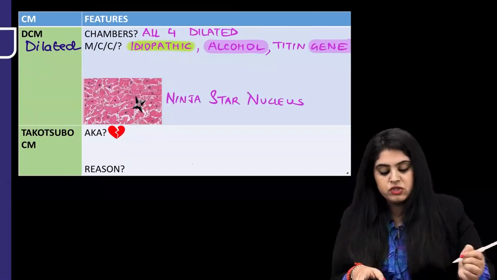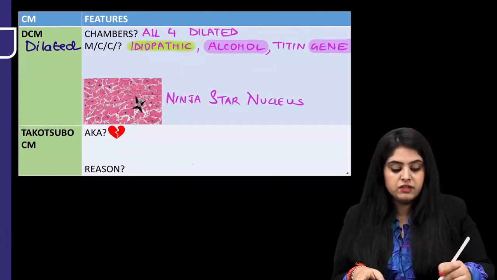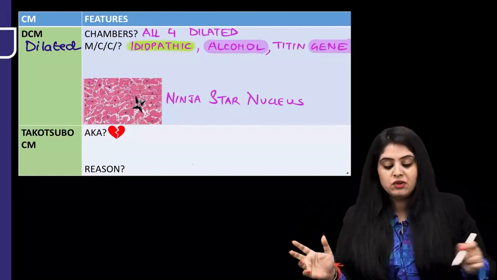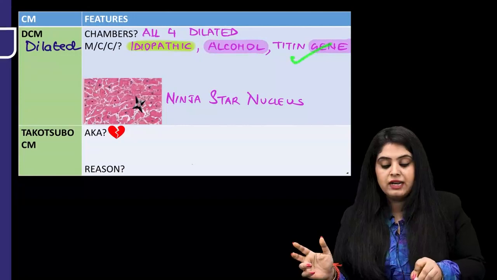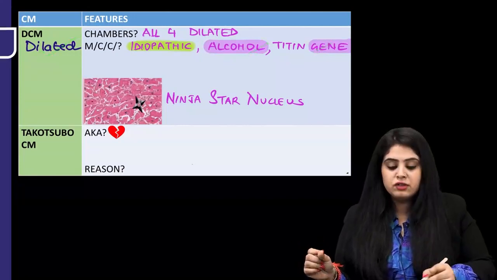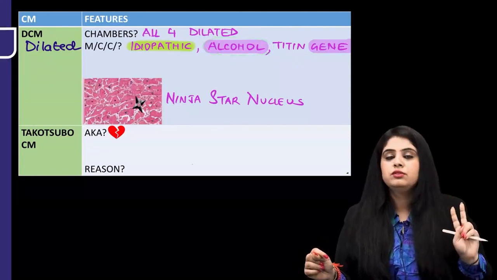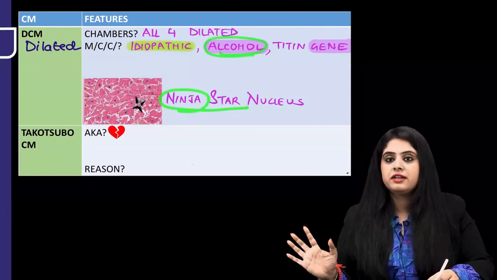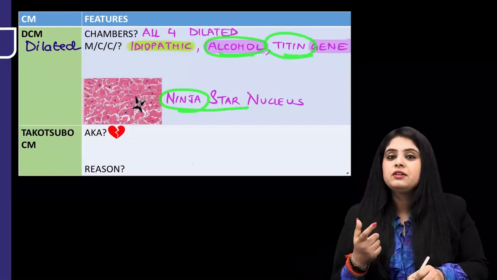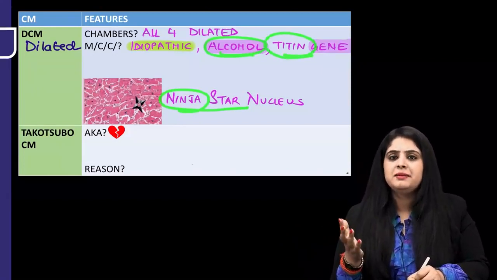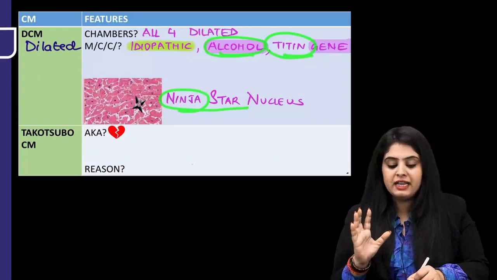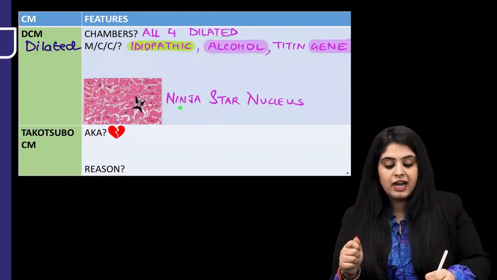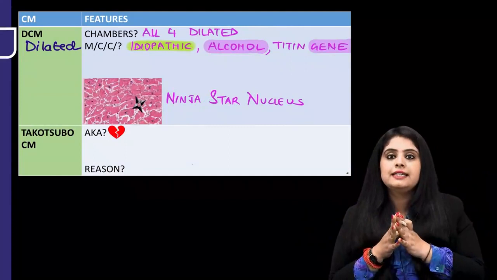I'll enlarge this picture. There is something known as ninja star nucleus. How I have learned is that by drinking alcohol, everyone starts feeling that they are like ninjas, right? So the cardiomyopathy of alcohol and titin gene mutation. So remember, once you drink alcohol, there are two things that come into your mind. Number one, you feel I am a ninja star. And second, Titan is a watch brand, you always feel this is my time, apna time aayega, kind of a feeling you have when you drink alcohol. So alcohol and Titan, and you feel all big and dilated and pumped up with a lot of ego, and you feel like ninjas. So this whole story comes under dilated cardiomyopathy.